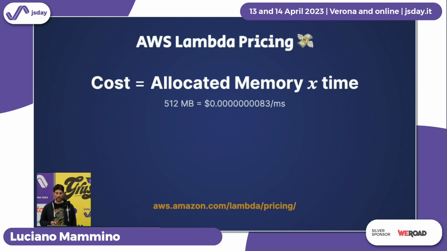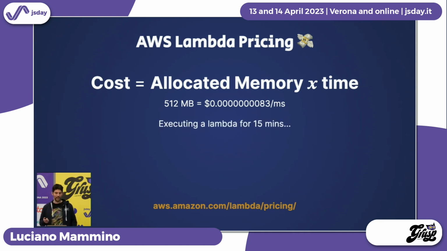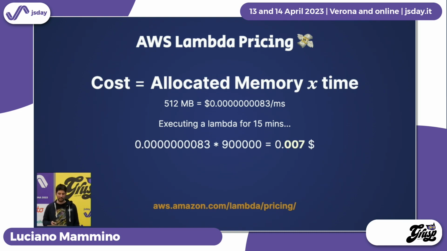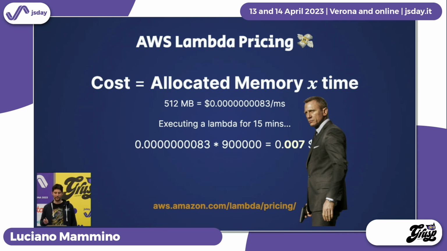So just to see an example, let's say that if you allocate 512 megabytes, that's what you pay as a base unit. I don't know how many zeros there are, but it seems like a very small amount. But then if you're running that for 15 minutes, that comes up with this formula, and you basically end up paying $0.007, which is a very bad joke, so excuse me, I have another couple of them, so please don't leave the room. But yeah, the point is that we are paying for 15 minutes of compute less than 1 cent of a dollar.